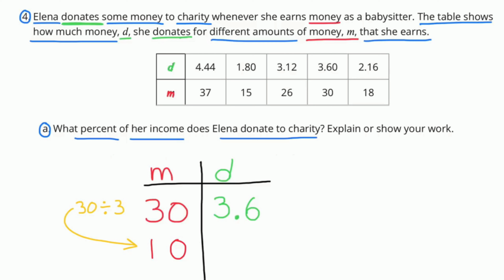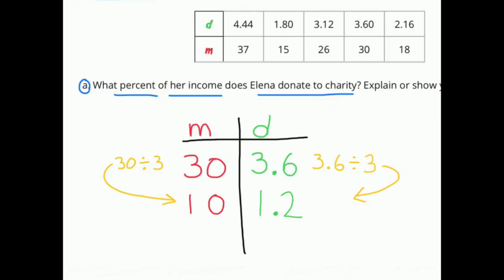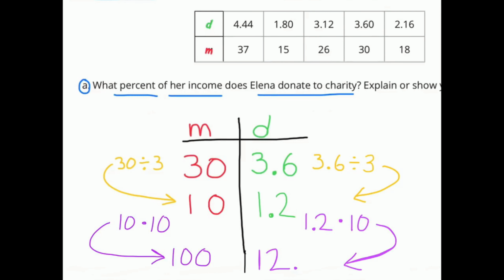I turned that $30 into $10 so that I could multiply that 10 times 10 to make it $100. I would do the same thing to the other side. $3.60 divided by 3 equals $1.20. So when she earns $10, she donates $1.20. Now multiply the dollar side by 10 and you get $100. For every $100 she earns, she would donate $12 because $1.20 times 10 is $12.